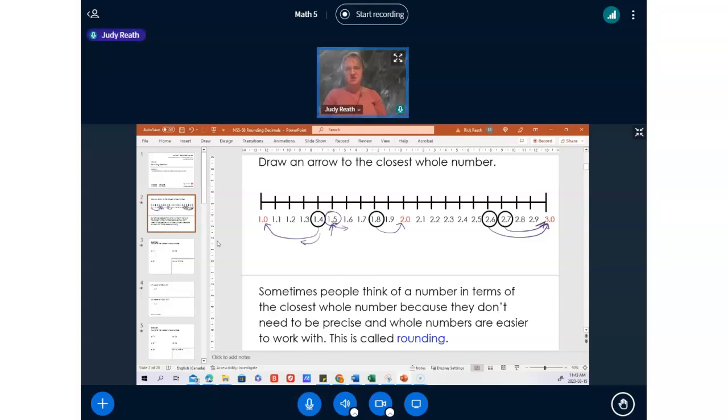Sometimes we'll think of a number in terms of the closest whole number because we don't want to or need to be precise, and whole numbers are easier to work with. And so it's just rounding, just like you did if you had the number 15 and you wanted to round it to the nearest 10. If it would be 10 or 20, we know it would round up to 20. Rounding works exactly the same with decimal numbers. It's just that there's a little decimal there in between. That's the only difference there is.